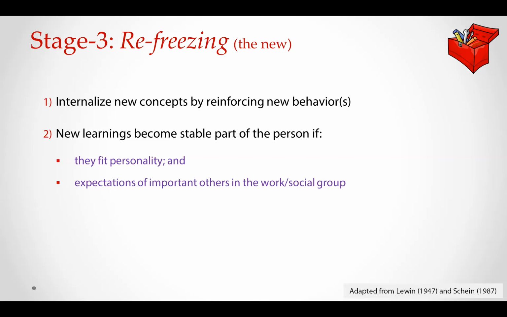And also it becomes stable if it meets the expectations of important people in the organization, right? So if I'm getting reinforcement or recognition from people who I consider important in the organization, then the new behaviors start becoming the natural way in which I will do things. Okay, so these are the three stages of Kurt Lewin's model for individual change.